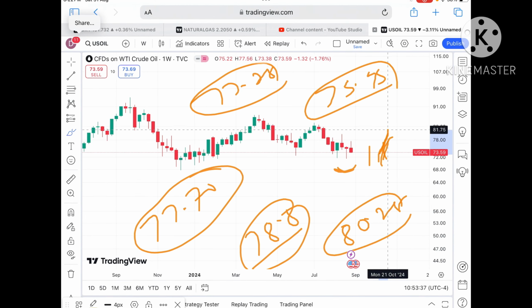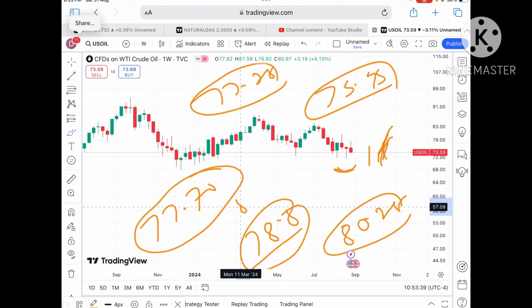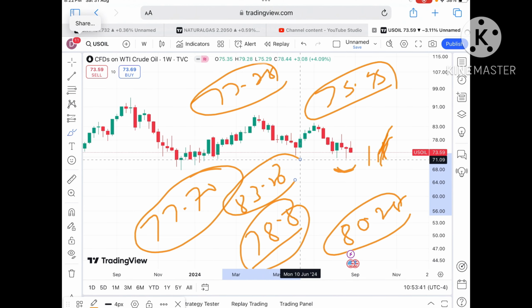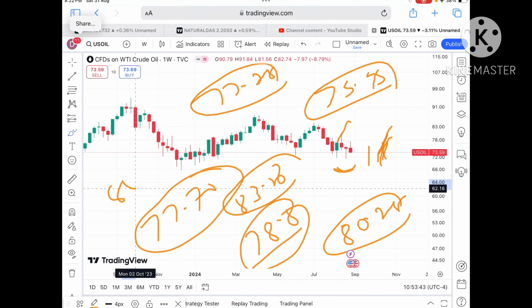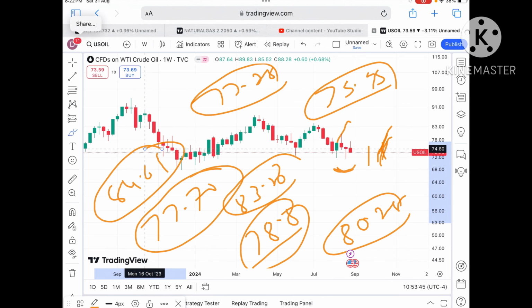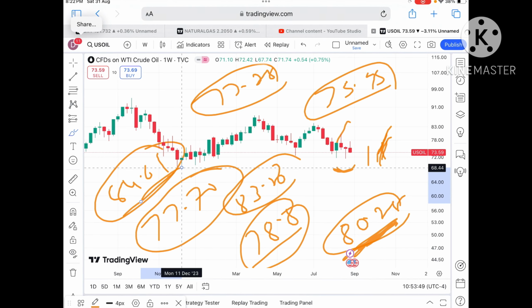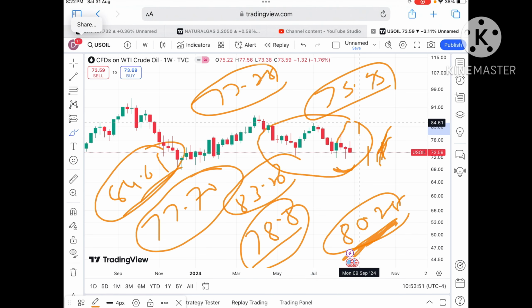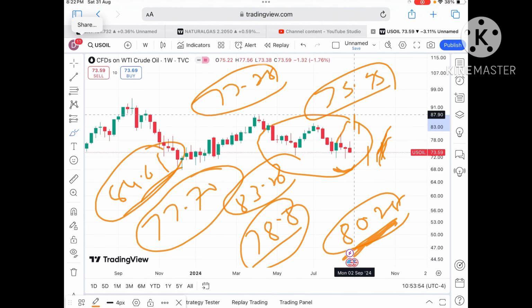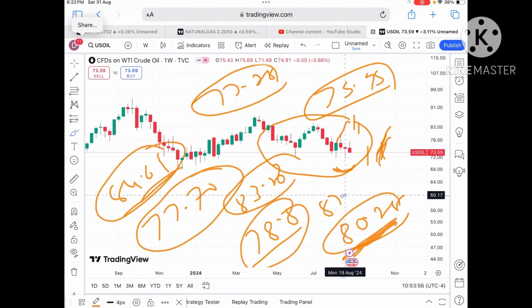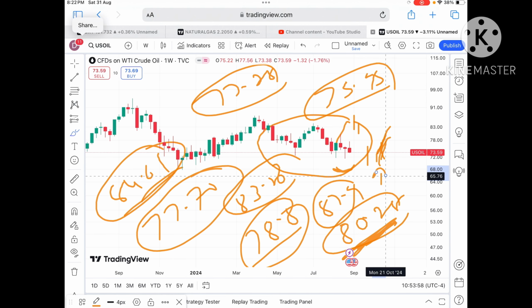Suppose the price moves above that particular zone, we can see it will cross a level of around 83.28, which has also been tested, and then it will touch a level of 84.61. Keep in mind that as soon as the price starts going above 80, we can see a level of 84 also, and then there will be a zone breakout towards a level of around 84.61, and it can cross a level of 87.9, which has also been tested. So further upside we can see in the price of crude.